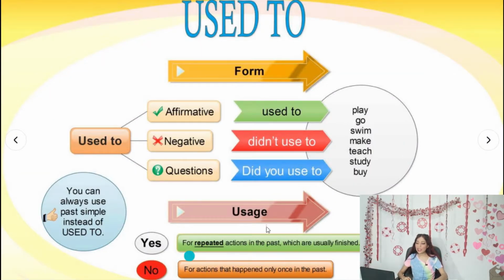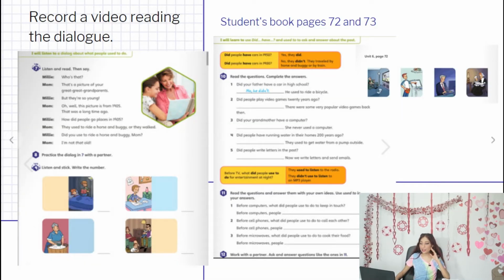Later, we checked used to, that we use for repeated actions in the past, which are usually finished, something that you don't do anymore, but you used to do in the past constantly. For example, we use it in the affirmative way, used to; negative, didn't use to. Questions, did you use to buy? And later we did activities from pages 72 and 73 from the student's book.